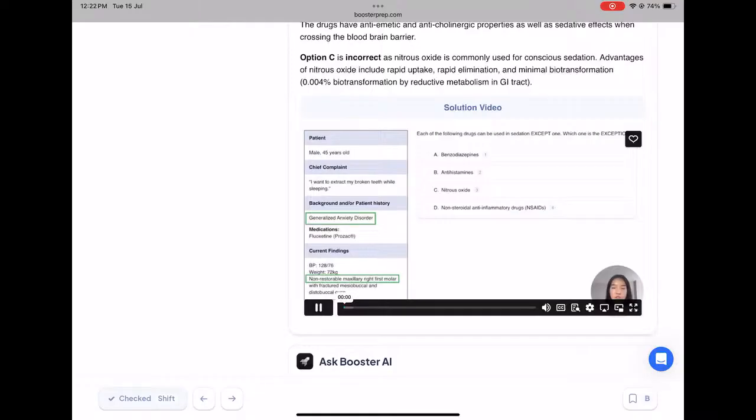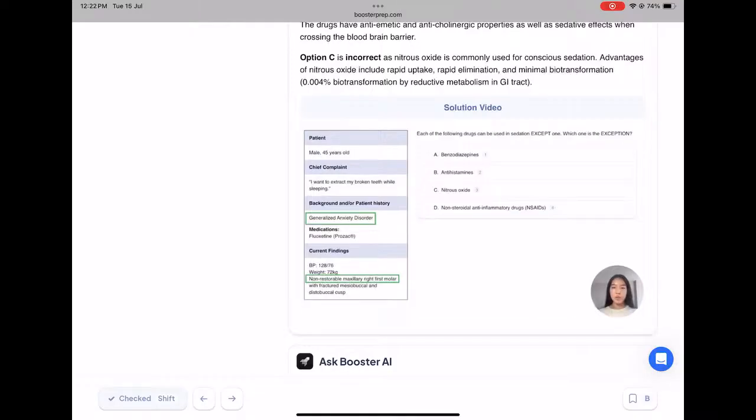Each of the following drugs can be used in sedation except for one. Which one is the exception? Taking a look at the patient chart, we can see that the patient is a 45-year-old male who has generalized anxiety disorder and has a non-restorable tooth, so he likely needs to be sedated for the extraction of this tooth.